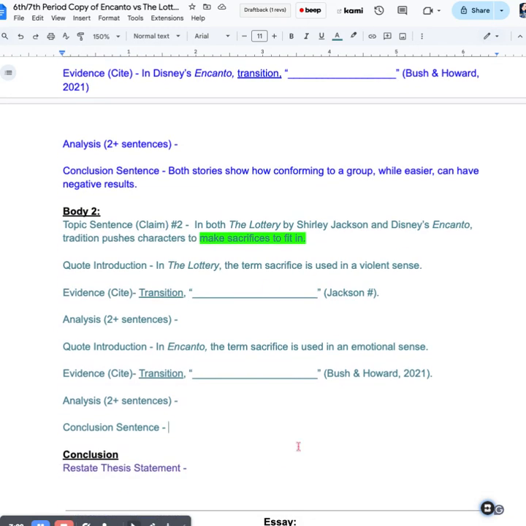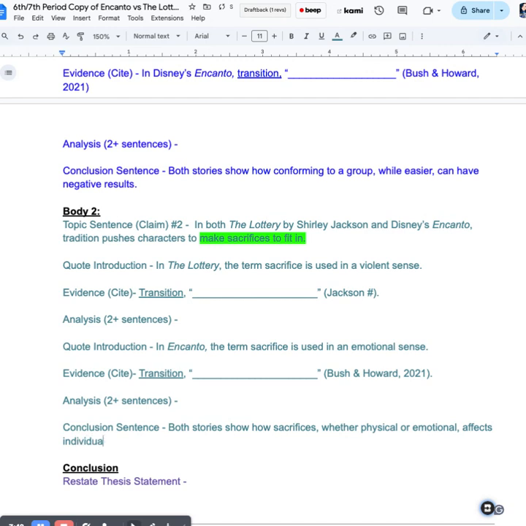Our conclusion sentence can be very similar to our body number 1. Body number 1, remember we were talking about conformity. So both stories show how conforming to a group, while easy, can have negative results. For this one, we're not talking about conformity, we're talking about sacrifices. So start it out similarly. Both stories show how sacrifices, whether physical, that would be the lottery, or emotional, that would be Encanto, affects individuals and their communities.